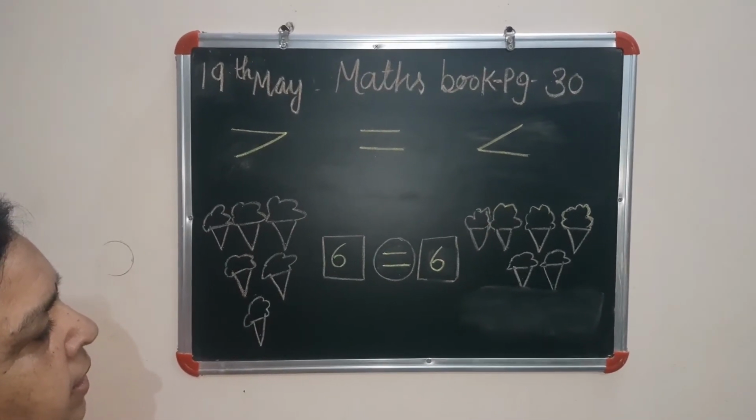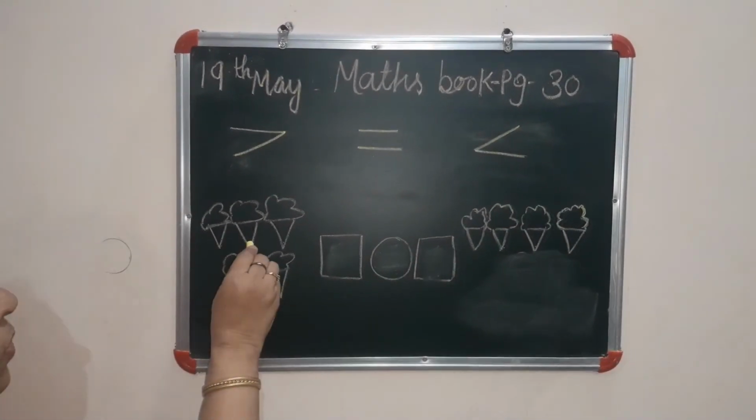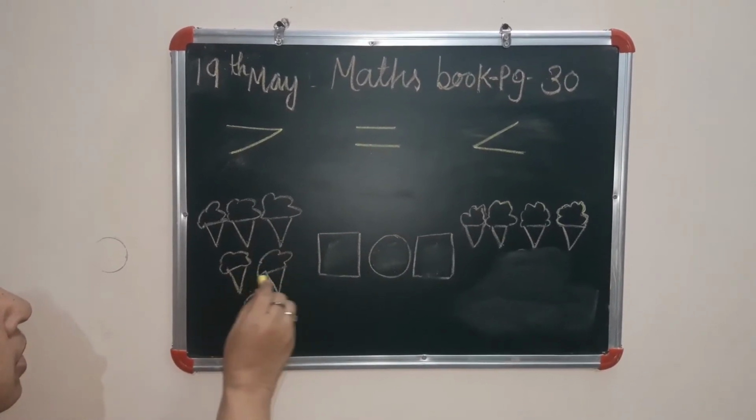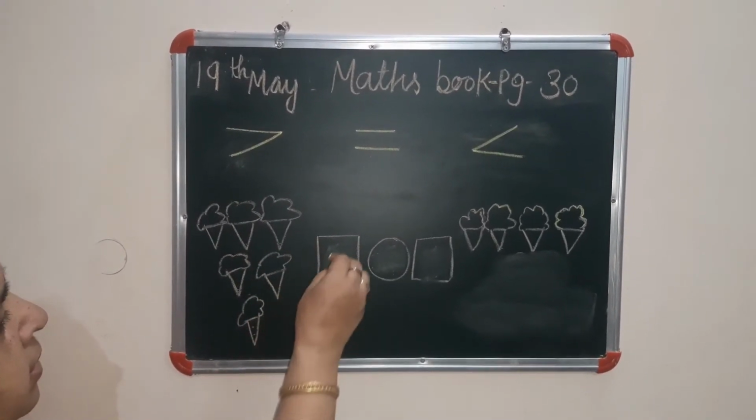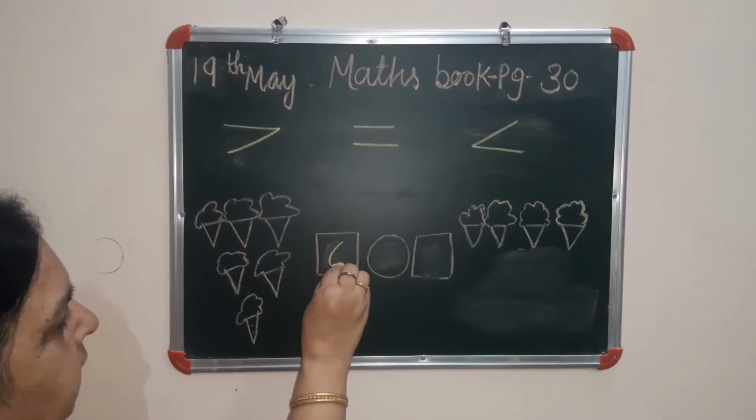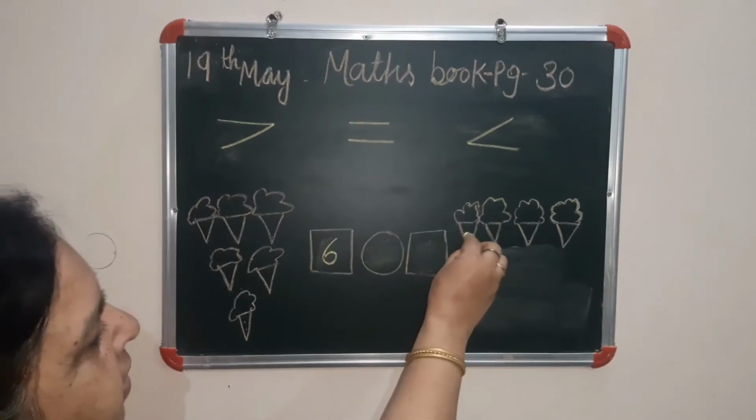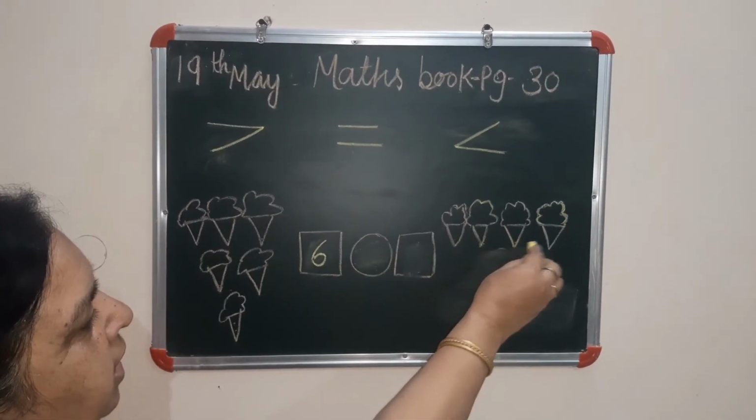Correct? Now 1, 2, 3, 4, 5, 6. We will write 6 in this box. 1, 2, 3, 4.